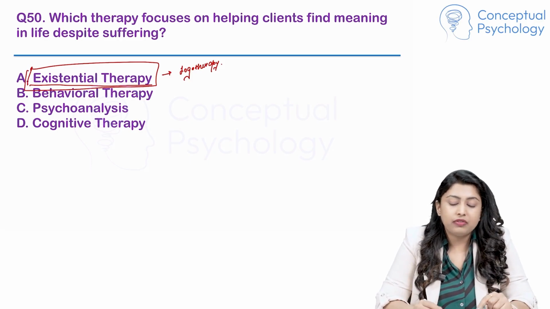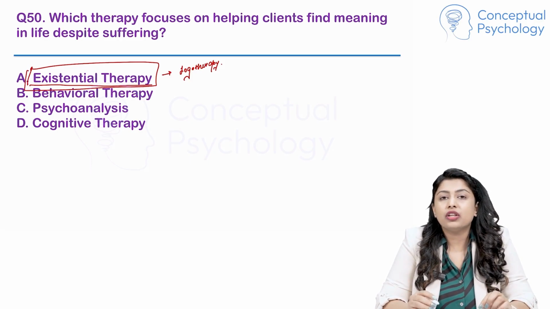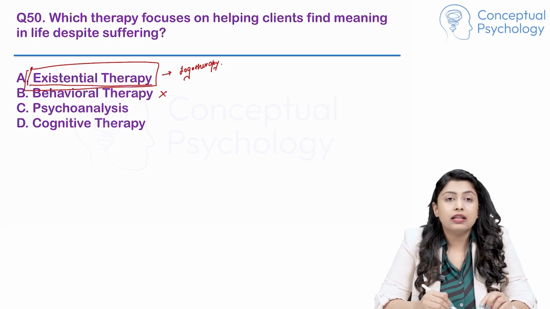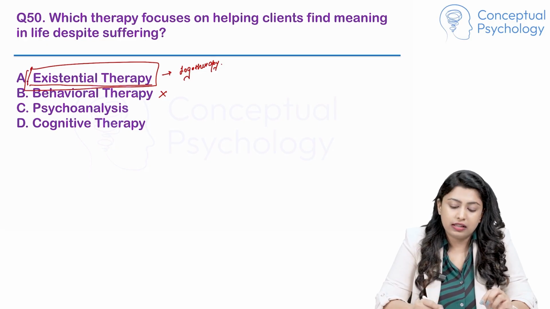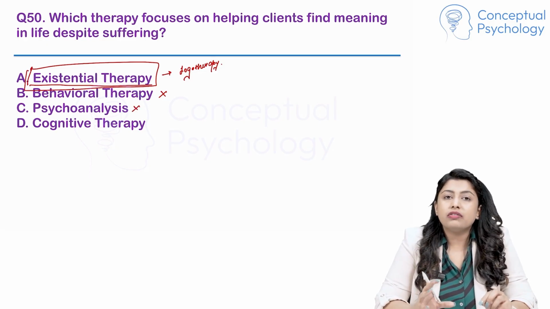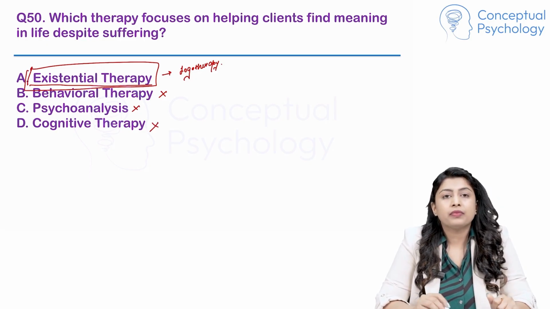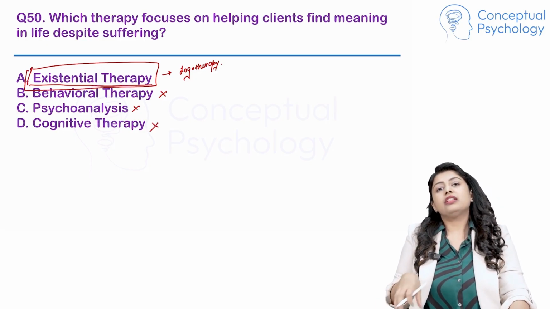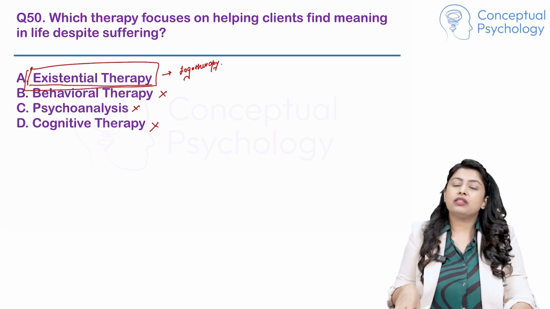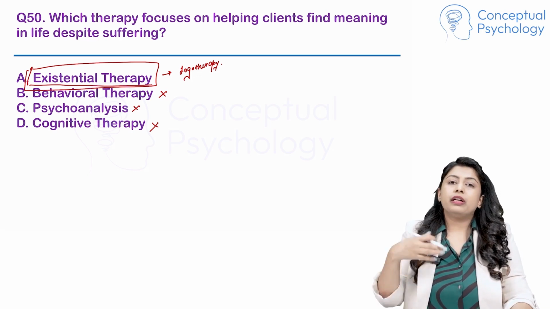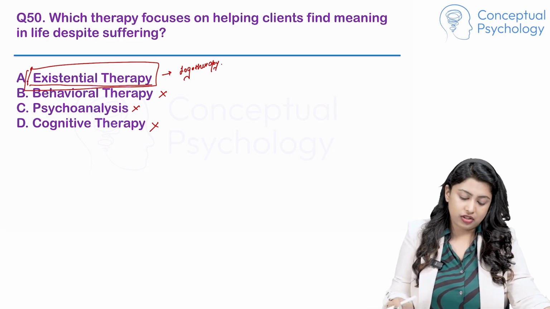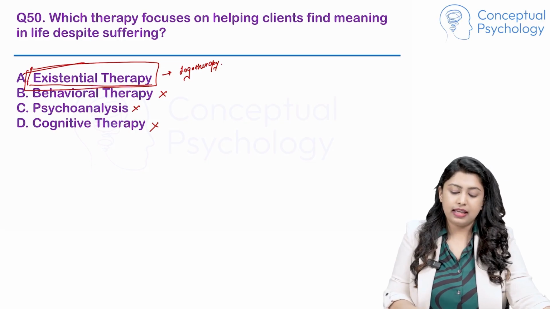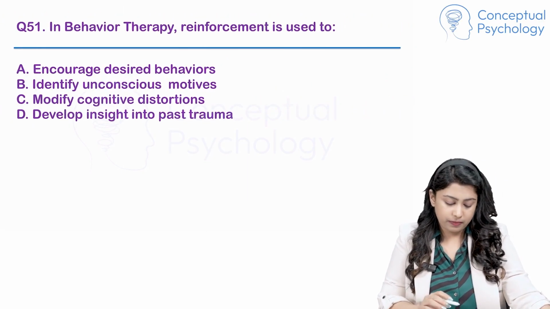Behavioral therapy focuses on changing maladaptive behaviors. Psychoanalysis focuses on the unconscious conflicts and early experiences. Cognitive therapy focuses on changing dysfunctional thinking patterns. So existential therapy uniquely addresses the human search for meaning and purpose, particularly in the context of life's inevitable challenges. Hence, A is the correct option.